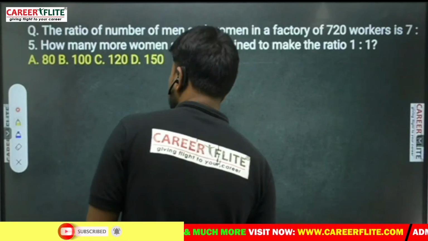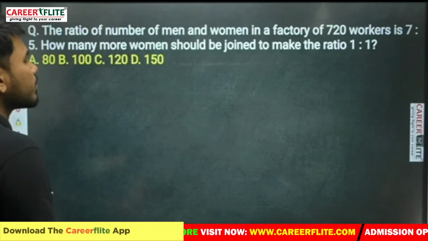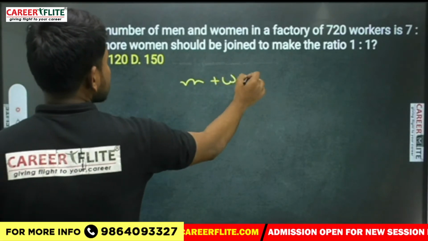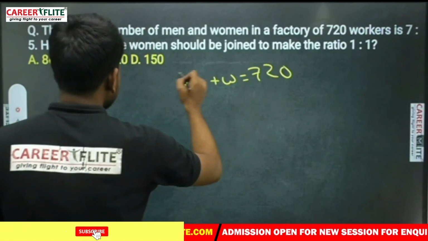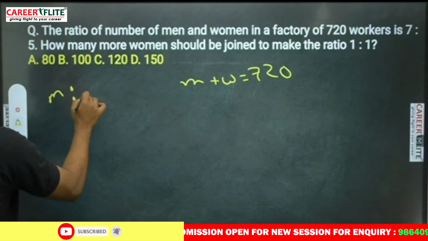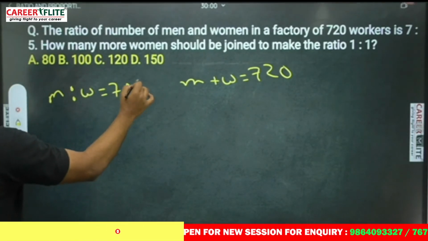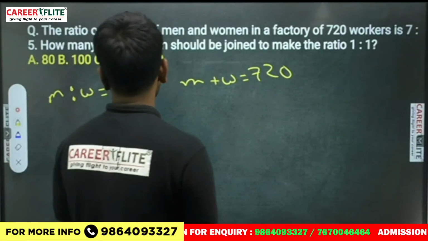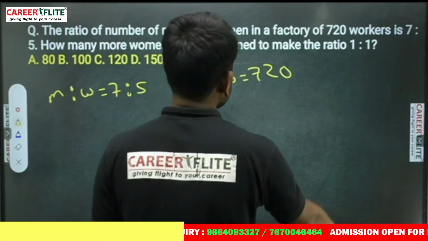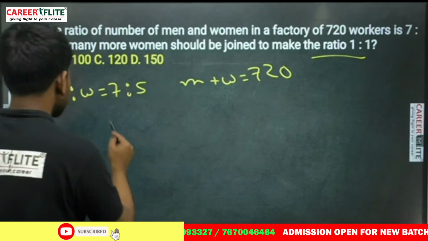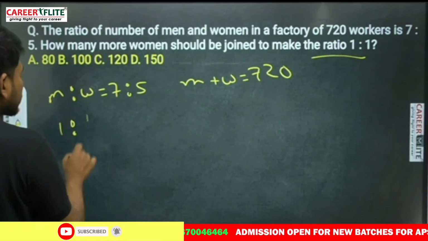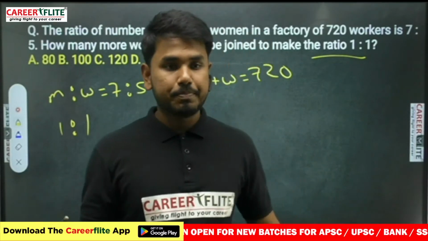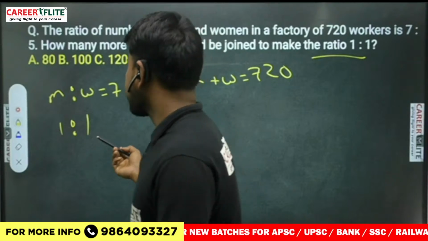What is given? The ratio of number of men and women in a factory is 720. So men plus women total is how much? 720, and the ratio is how much? 7 is to 5, right? This is given. Now they are saying how many more women should be joined to make the ratio 1 is to 1. So this ratio we have to make 1 is to 1. That means number of men and number of women need to be the same. Okay. So how we'll do this?